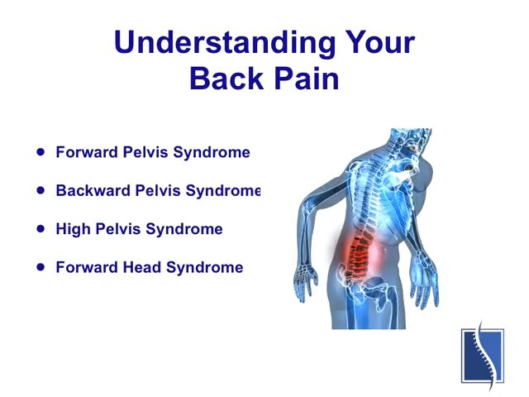And these categories are the forward pelvis syndrome, the backward pelvis syndrome, and incidentally, we're going to speak about each one of these in more detail. So we have the forward pelvis syndrome, the backward pelvis syndrome, the high pelvis syndrome, and then the forward head syndrome. These are the 4 diagnostic categories that we're going to utilize in our treatment method for back pain.